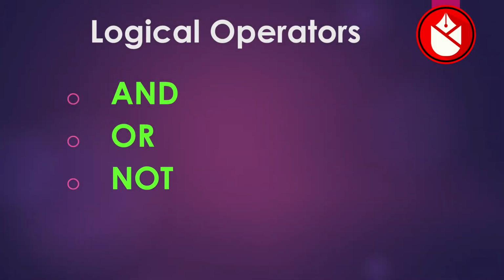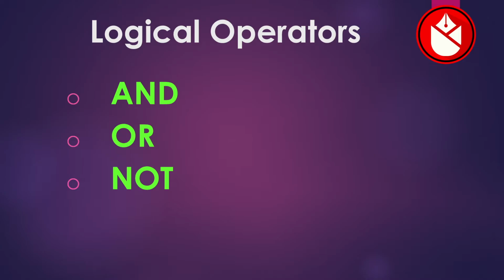AND, OR, and NOT. Practically, AND and OR are the Boolean operators. They take Boolean values and return Boolean values. If we want both conditions, or more than two conditions, to be true, we go for the AND operator. If we want any one condition among all the others to be true, we should go for the OR operator. Whereas the NOT operator works as a unary operator which converts a true value to false and a false value to true.